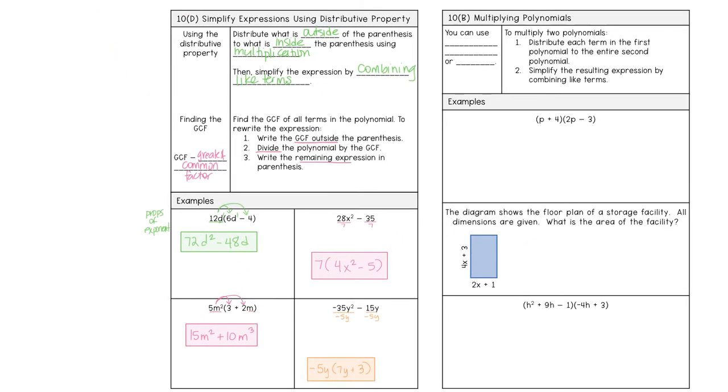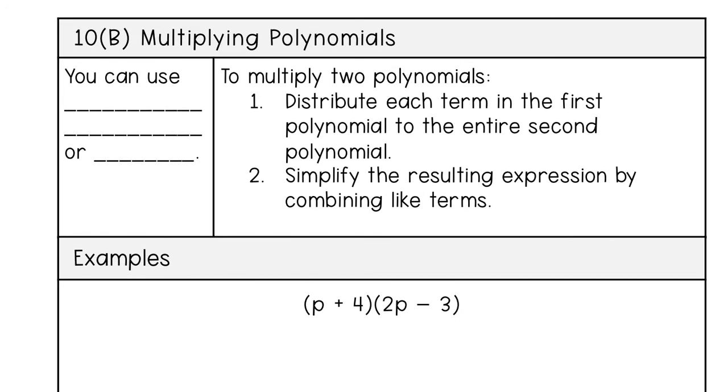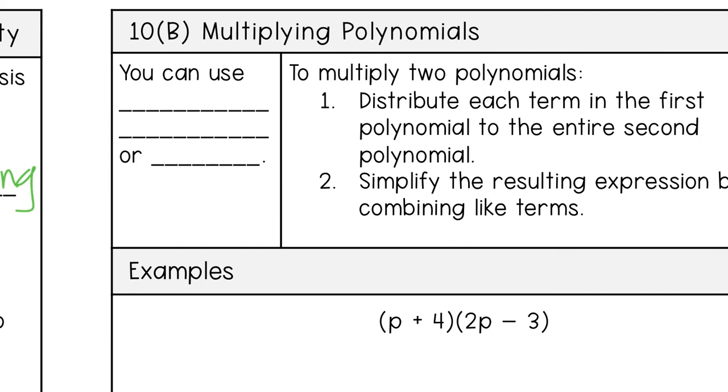Okay, next thing is we multiply polynomials. So in order to multiply, what you want to do is distribute each term in the first polynomial to the entire second polynomial. Once you do that, you're going to simplify your resulting expression by combining like terms. Now, there's two ways to do this. In class, I showed you, you could either use double distribution, or you can use the box method. So just so that I can show you both, I'm going to do one of each.